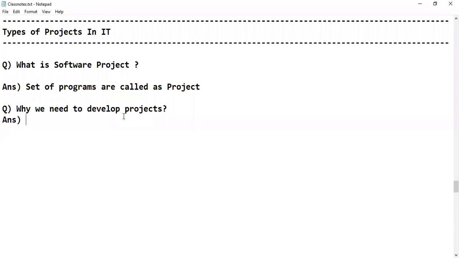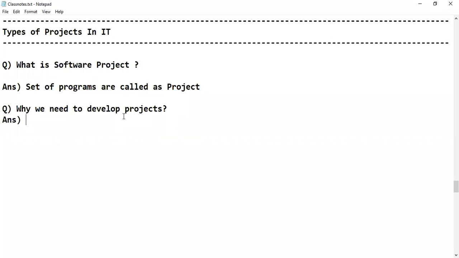Yeah, then what will you do in the company, Mr. Surya? To fulfill the client requirements. Yeah, you are going to develop a project, na? You are going to develop a project in the company. So project means a set of programs. So there will be several people who are going to write the several programs. If we keep all the programs together, then we will call that as one project.